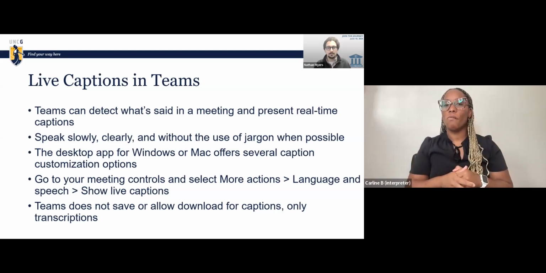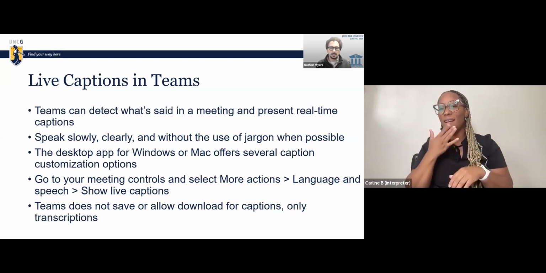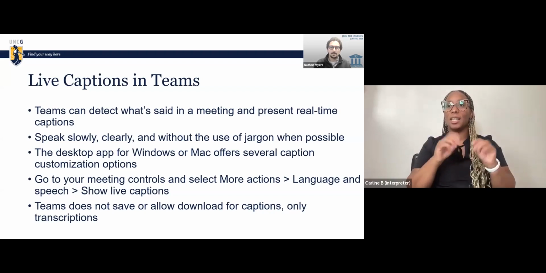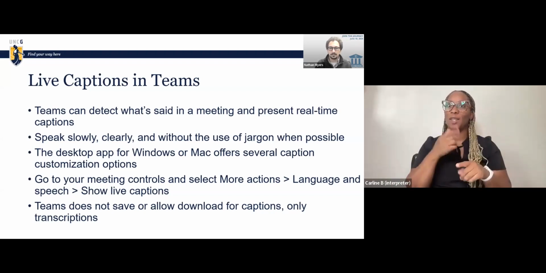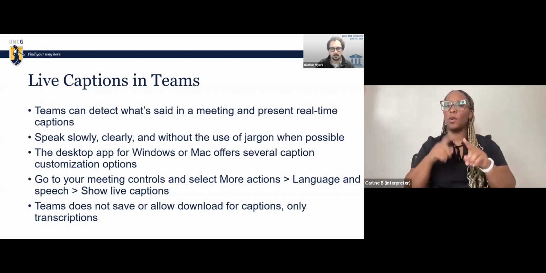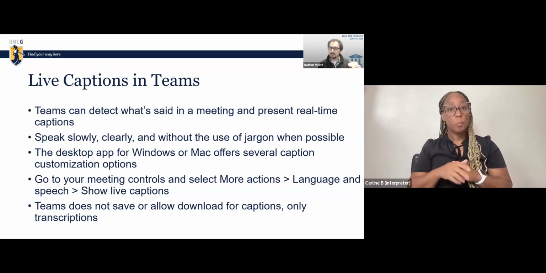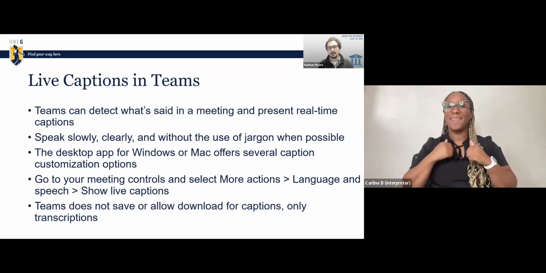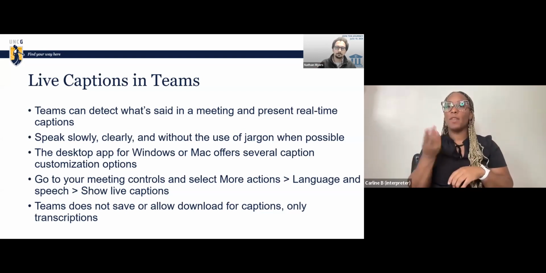If you're using the desktop app, you can customize your font size and color. You can increase the number of lines that are displayed, and change the positioning of the captions in the meeting window. You can also change the meeting's language to ensure more accurate captions, especially if you're not captioning in English. I think that is the default, depending on your institution. One thing to know though is that this is live captioning and Teams doesn't save your captions. So if you want to have a transcript of the meeting after the fact, you need to turn on transcription.